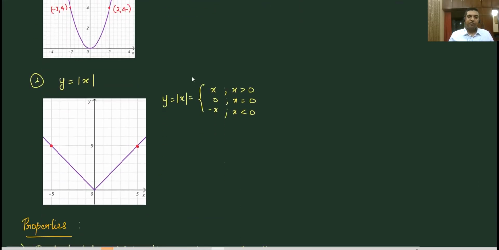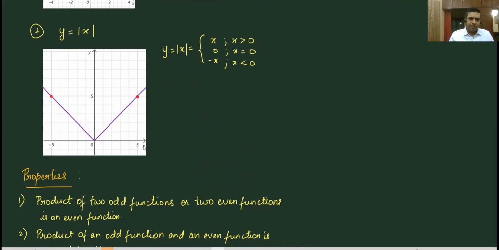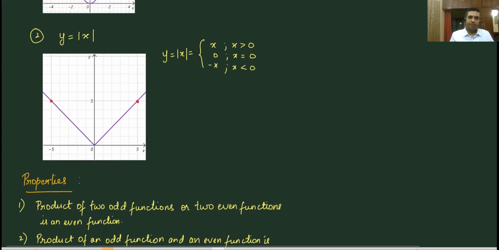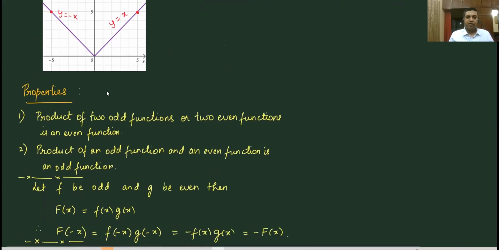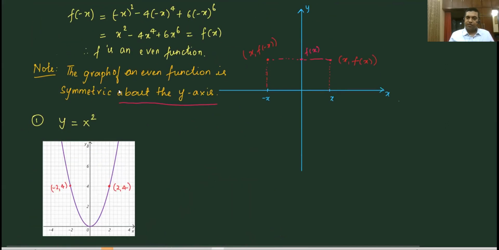Another example of an even function is the modulus function. The modulus function, y equal to mod x, is this. It is y equal to x when x is positive, and it is y equal to minus x when x is negative. So these are the graphs.